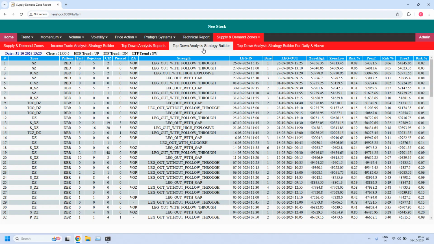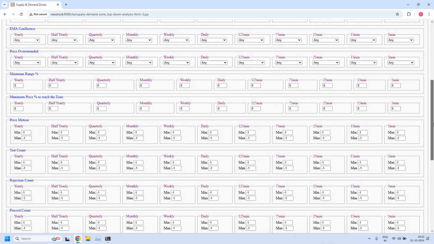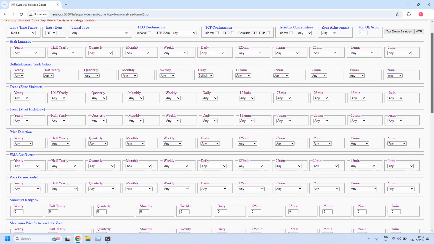So next we will generate bullish and bearish trade setups for monthly, weekly, daily and hourly income trade. First let's start with the monthly income trade bullish trade setup, entry time frame daily, entry zone is demand zone. In bullish or bearish trade setup at daily I am selecting bullish. And the daily demand zone should not be pierced. So in the pierced count at the daily time frame, I am setting minimum value 0, maximum value 0. That means pierced count should be 0. That means the zone is not pierced.